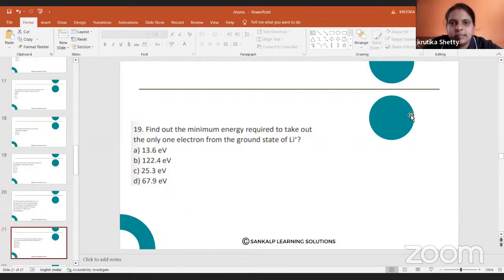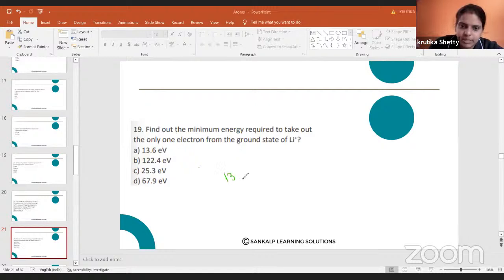B 122.4 or 25.3. Yes. So it is B, 122.4. It is right. So ಯಾರಿಗೆ ಗೊತ್ತಿಲ್ಲ ಅವರಿಗೆ ನಾನು ಇಲ್ಲಿ ಸೊಲ್ಯೂಷನ್ ಹಿಂಟ್ ಕೊಡ್ತೀನಿ. ಇಲ್ಲಿ ನೋಡಿ ಇಲ್ಲಿ ಯಾವ ತರ ಬರುತ್ತೆ ಅಂತಂದ್ರೆ it is the ionization energy they are asking. ಹೌದಾ?